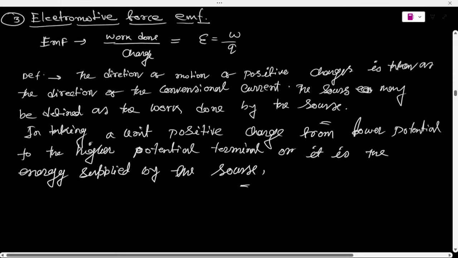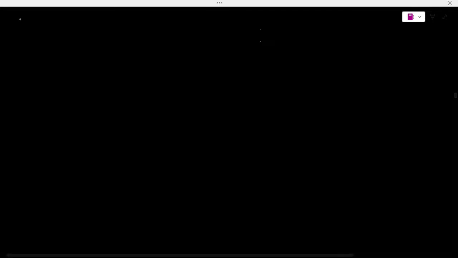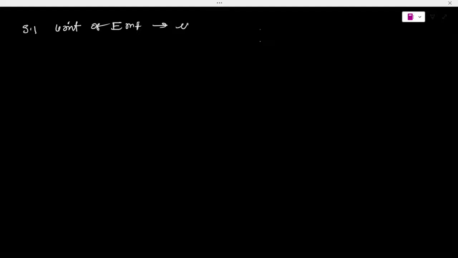Now come to the SI unit. The SI unit of EMF, the electromotive force, is the volt.